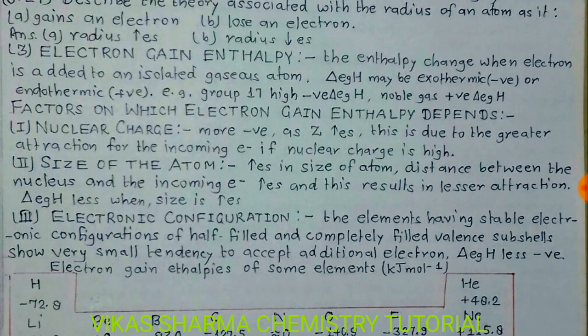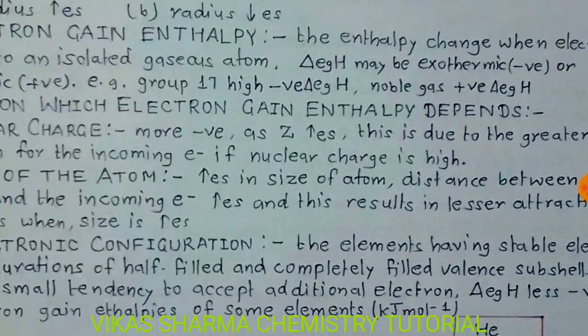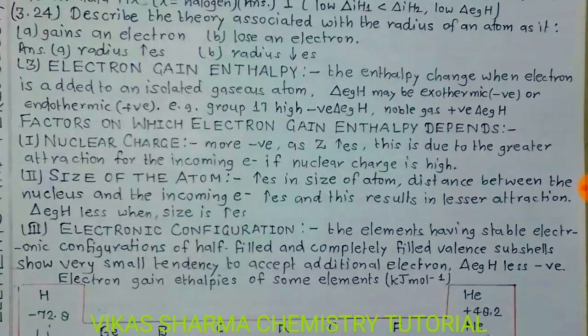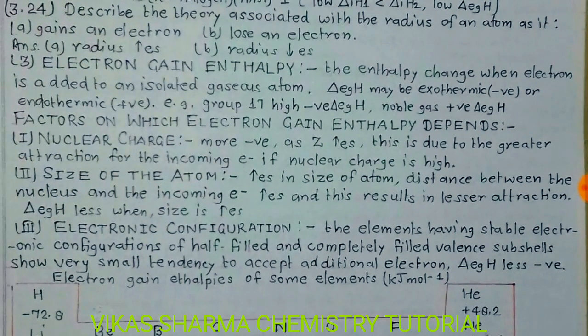For example, group 17 has a highly negative delta EGH, which means they show the exothermic condition, and noble gases have a positive delta EGH, which means they require energy. So, the factors on which the electron gain enthalpy depends.